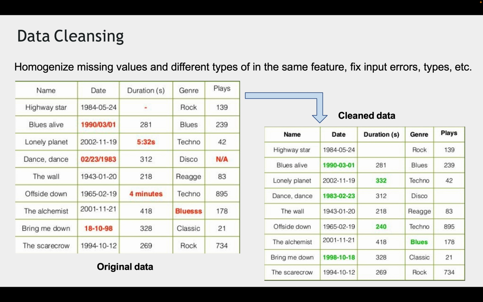Data cleansing: homogenize missing values and different types of data in the same feature, fix input errors, types, etc. भाई ये लोग अजीब सा क्यों लिखते हैं. Now, name है, और this is the original data, okay? Name है, date है, duration है, genre है और place है. Now names में all you can do is capitalization and so on, if that is important.